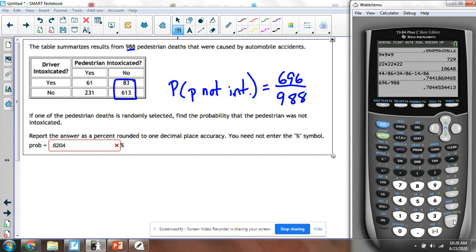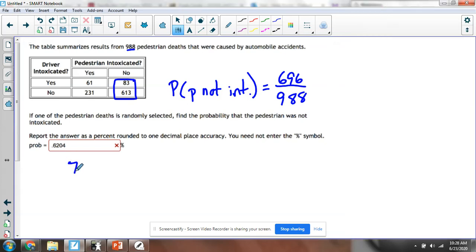by 988, you get, well, once you convert to a percentage, this would be 70.45, or 70.4 to one decimal place.